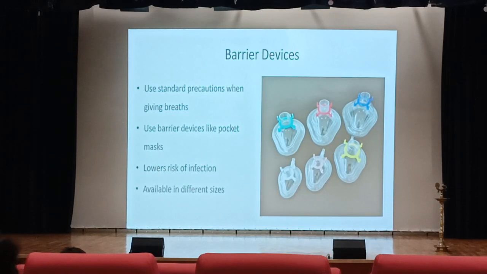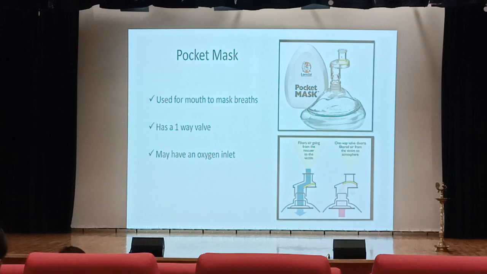After a head tilt, chin lift or jaw thrust, next we have to use various barrier devices. So use standard precautions when giving breaths. Use barrier devices like pocket masks. It lowers the risk of infection and is available in different sizes. We had seen Mr. Bean, he was using a magazine roll and he was trying to create his own barrier device. So this is a pocket mask.